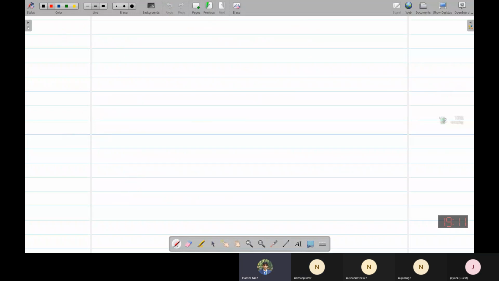So let's start with the question. Suppose this is a beam. It's a simple beam.